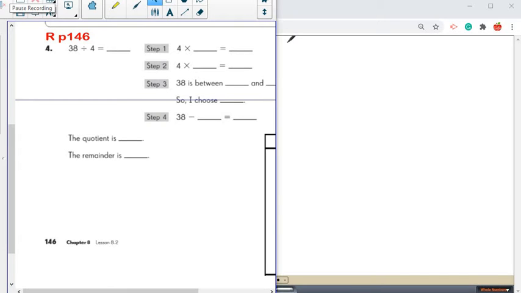I want to review with you division when we have an answer that has a remainder in it. So I'm going to start here with this math problem right here, 38 divided by 4. And I'm going to demonstrate that first of all, it has a remainder.